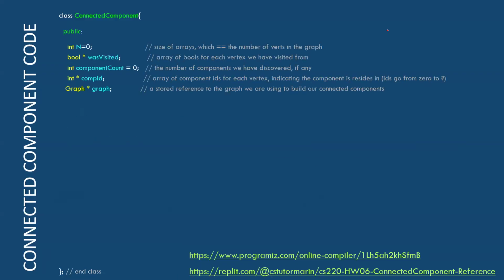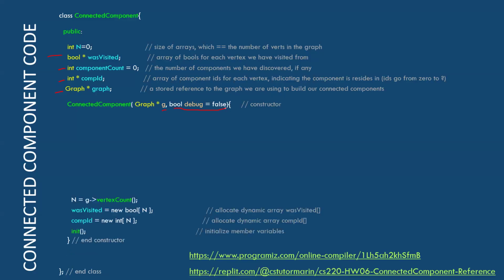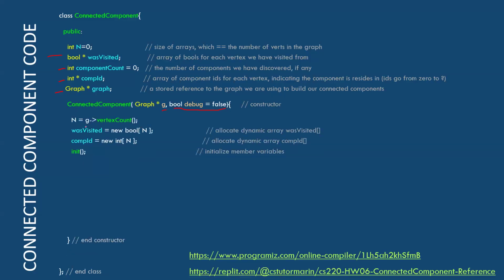All right, let's take a look at our class, and we'll get this wound down pretty quickly so you can play around with your lab or whatever you've got to do. In the component class, here's our was visited, and we keep track of total components. Here is our comp ID array, and here's a pointer to the graph that is given to us. Somebody gives us a graph, and this is a little debug flag to help with some debugging code.